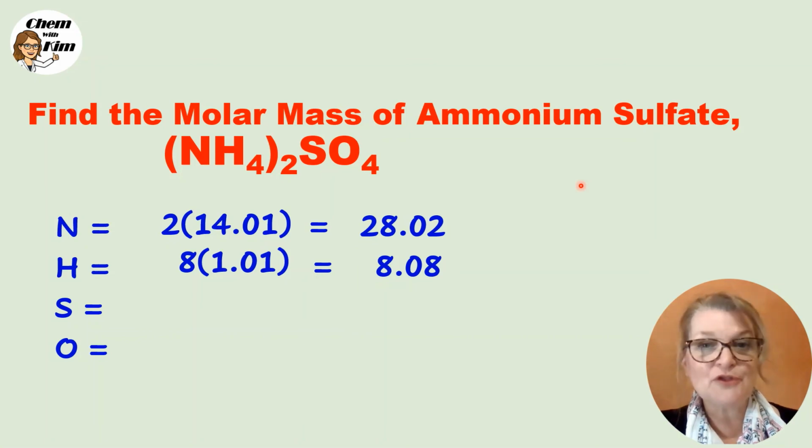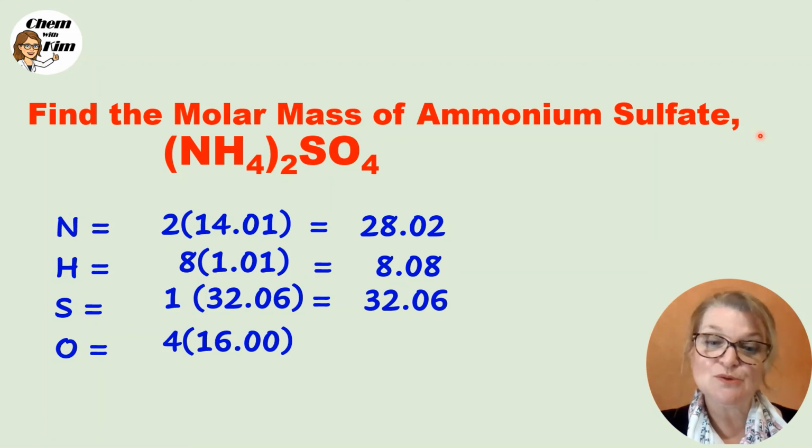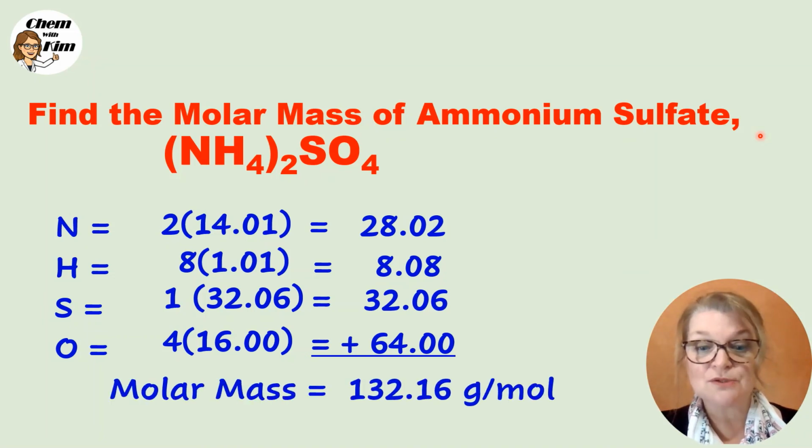When we look up sulfur on the periodic table, its mass is 32.06. And the oxygen has a subscript of 4, so there's 4 moles of oxygen. 4 times 16.00 is going to give us 64.00. And again, we need to add them all together to get our total for the compound, and it's 132.16 grams per mole.